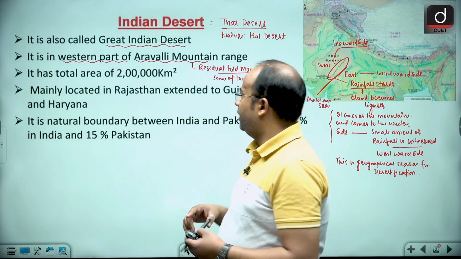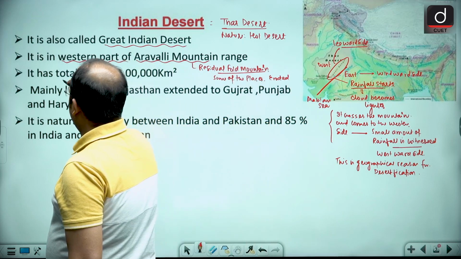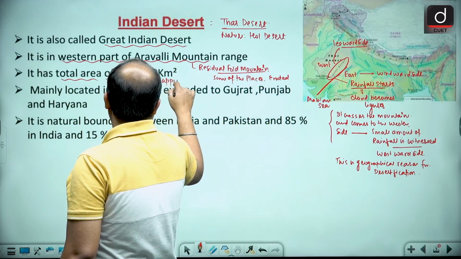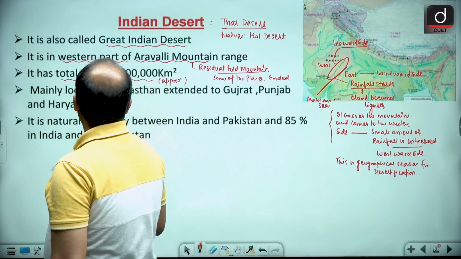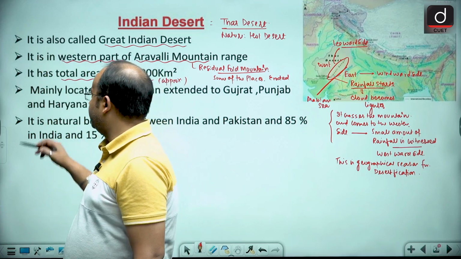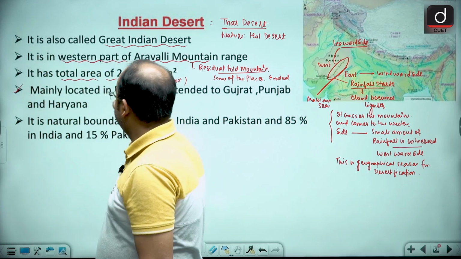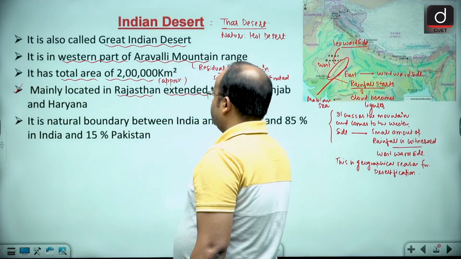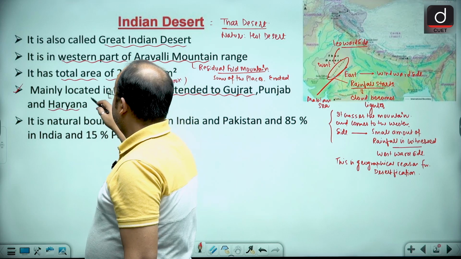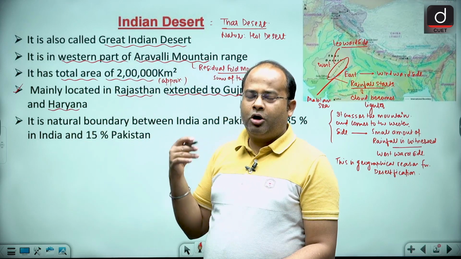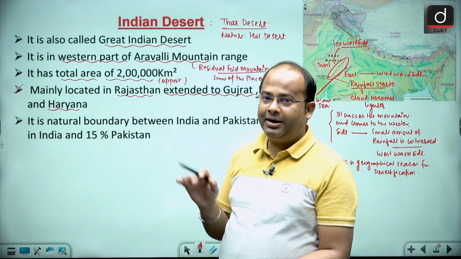And the area of the Thar desert is around 2 lakh square kilometer. So approximately the area of the Indian desert, that is the Thar desert, is around 2 lakh square kilometer, and as I have told you, it is mainly located in Rajasthan and it is extended to Gujarat, Punjab and Haryana. So mainly it is located in Rajasthan, but it is extended towards Gujarat, Punjab and Haryana as well.